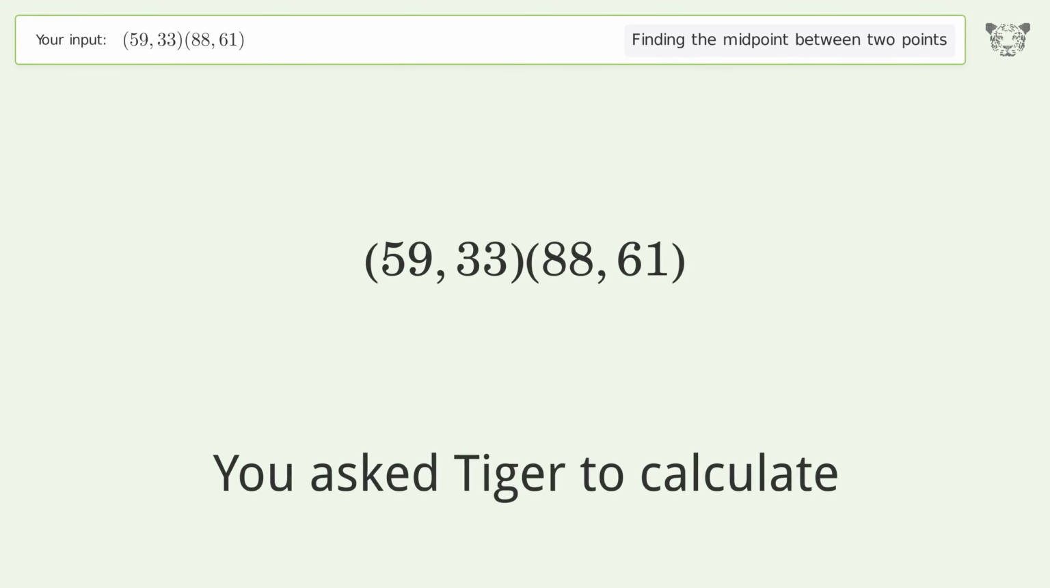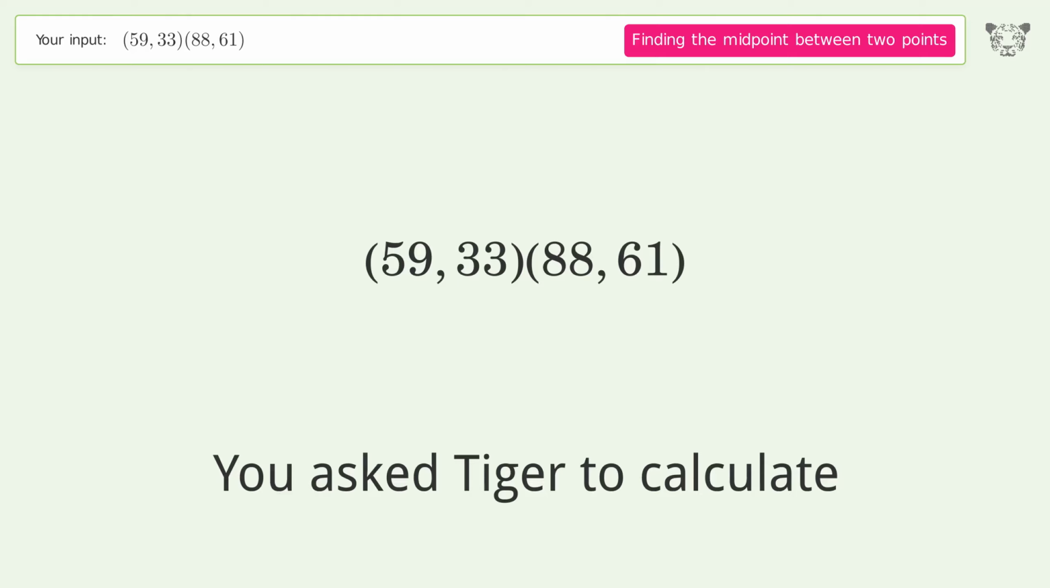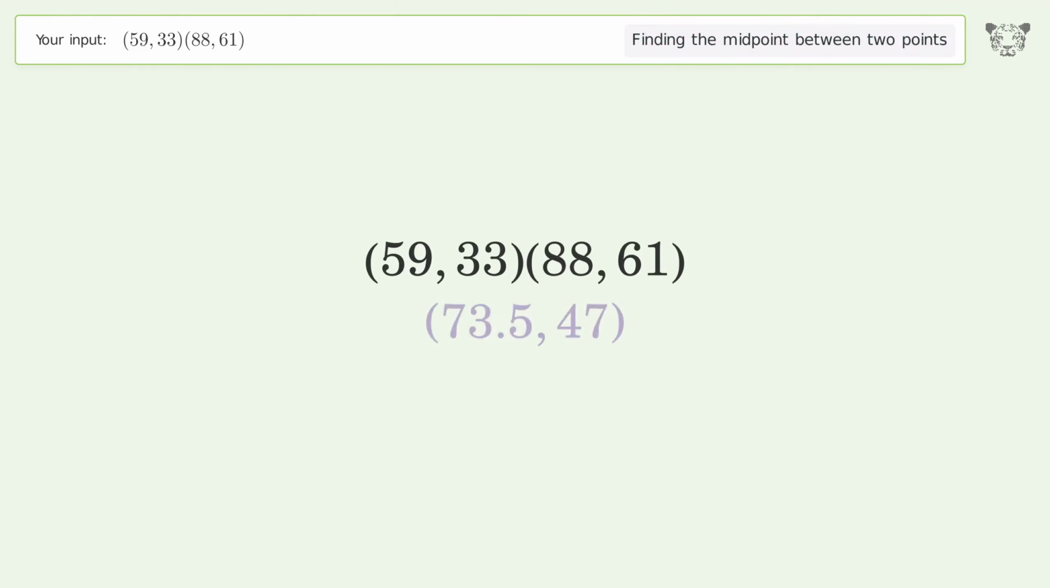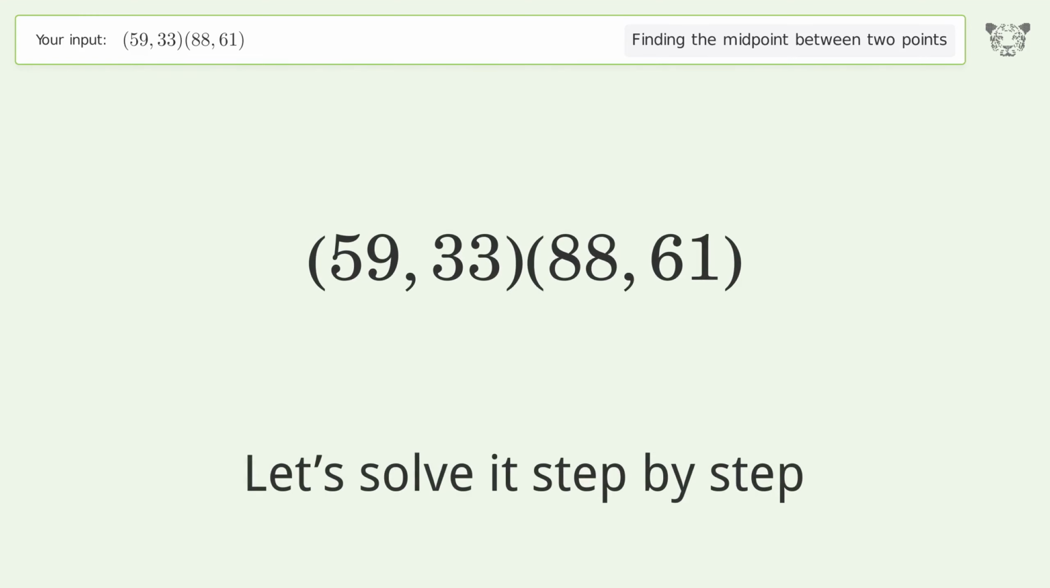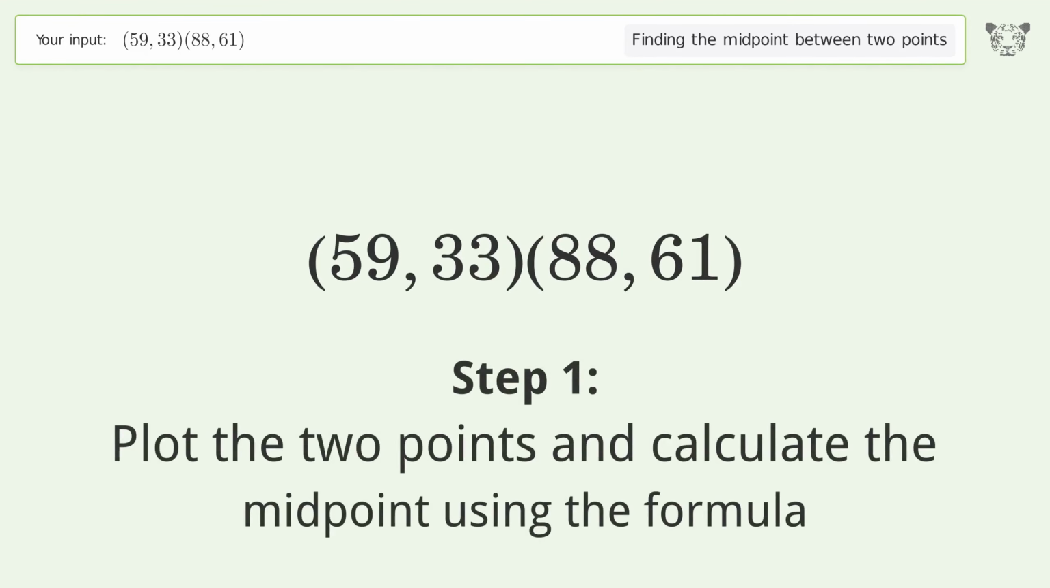You ask Tiger to calculate. This deals with finding the midpoint between 2 points. The midpoint between the 2 points is 73.5, 47. Let's solve it step by step. Plot the 2 points and calculate the midpoint using the formula.